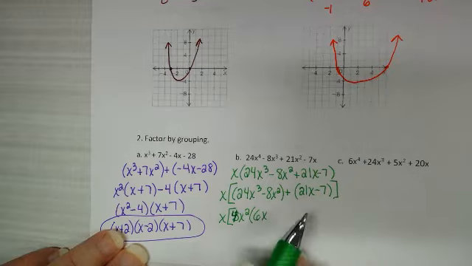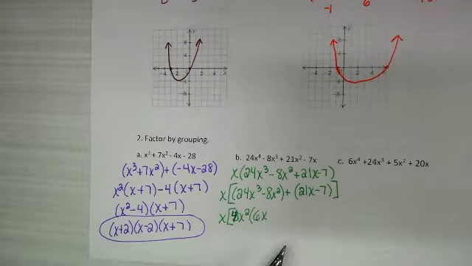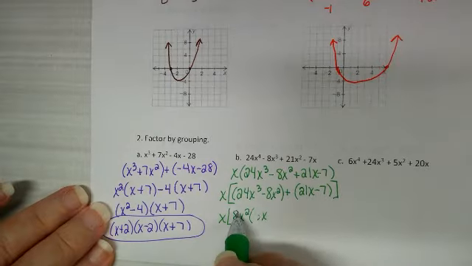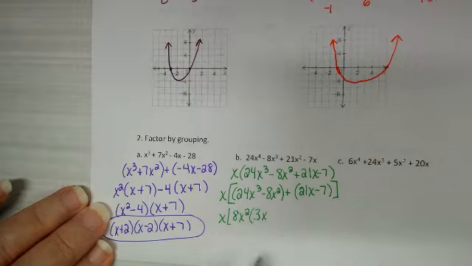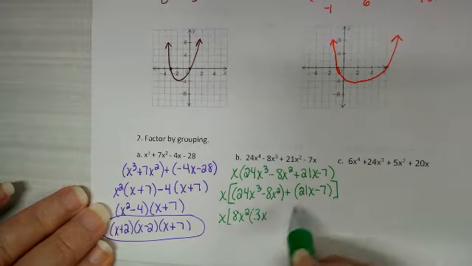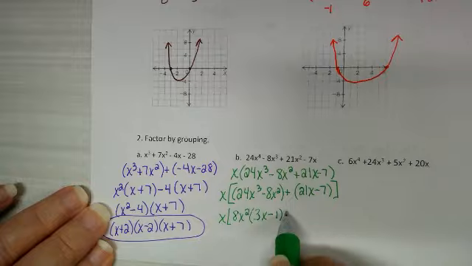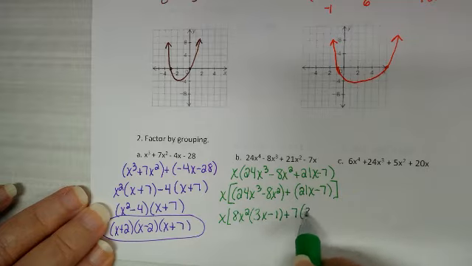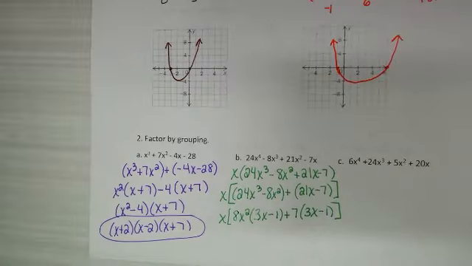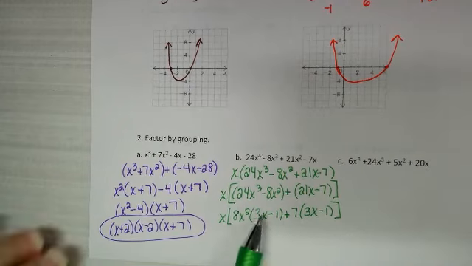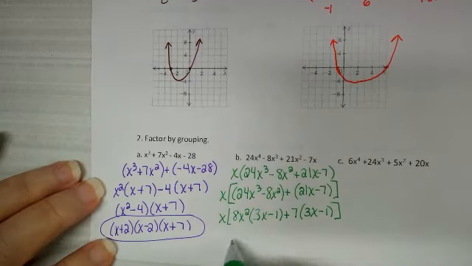Actually, they have an 8x squared in common. All right, it's okay to not be perfect the first time. So if I factor out the 8x squared, I get 3x minus 1. And in the back set of parentheses, I'm going to factor out a 7, which also gives me a 3x minus 1. So when we're grouping, one of the factors needs to be something in common, like the 3x minus 1 here.